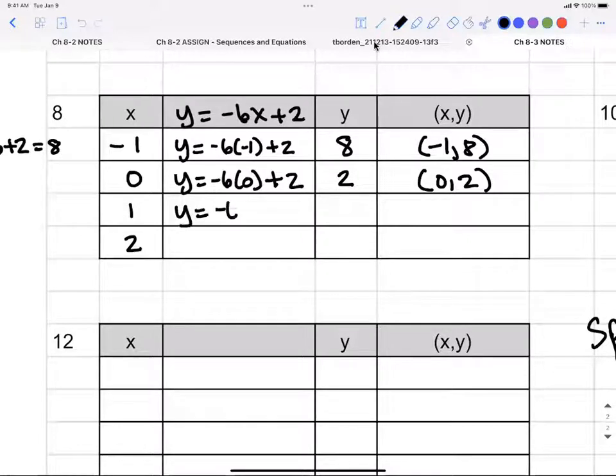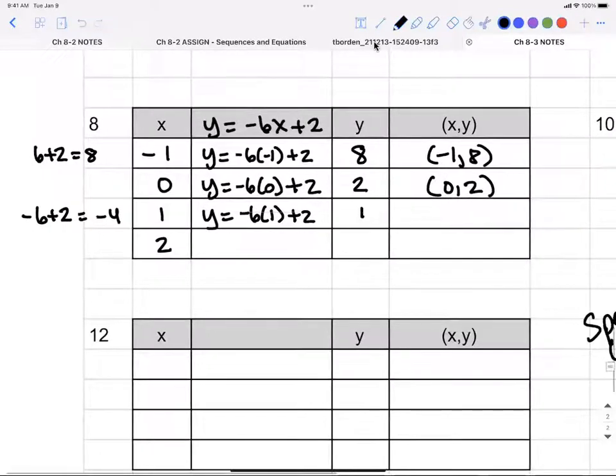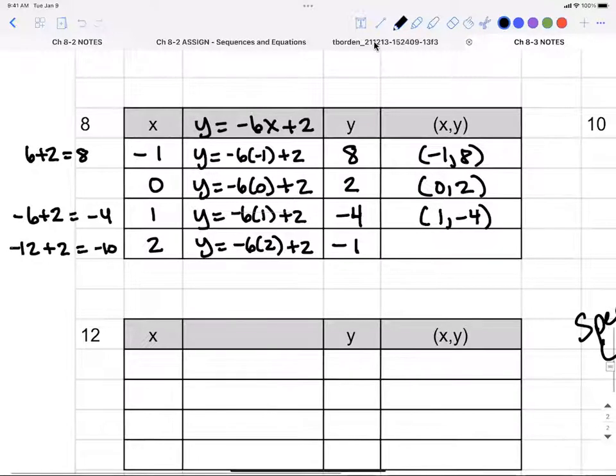Then y equals -6 times 1 plus 2. And again, if it helps you to come out to the side, -6 times 1 is -6, and -6 plus 2 is -4. Do the work out to the side if you need to. So 1, -4. Then y equals -6, and input your 2. Again, -6 times 2 is -12, plus 2 equals -10. So the y value is -10, and my ordered pair here is 2, -10.